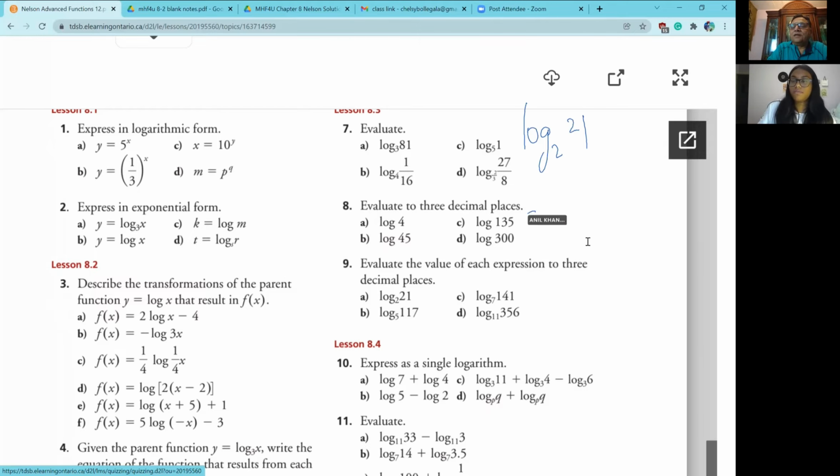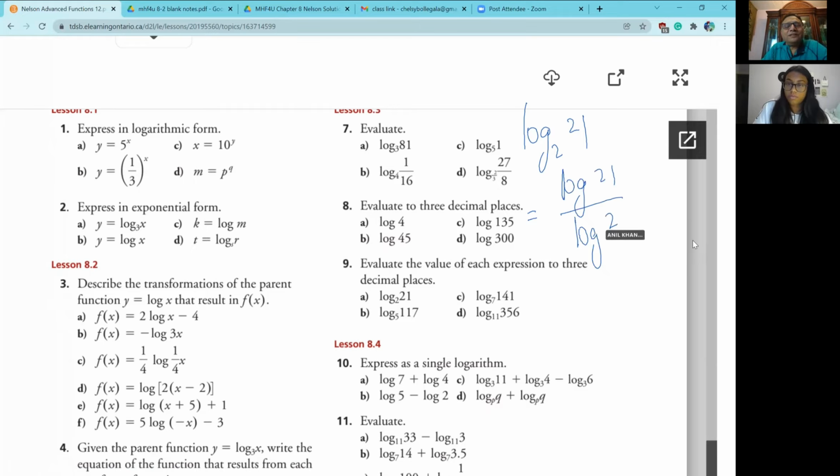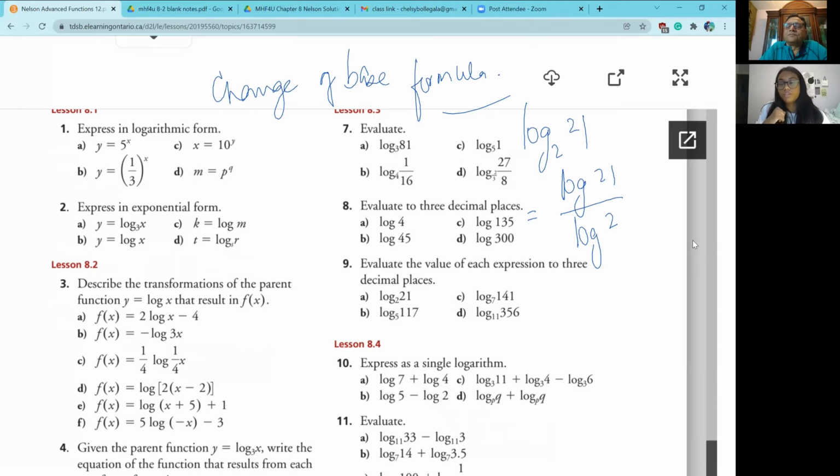You will change the base to 10, correct? So log to the base 10 of 21 divided by log to the base 10 of 2. Then calculate using the calculator. Tell me the answer. Change of base formula. So it's just log 21 divided by log 2. Correct. Then you get 4.39. Let's move on to the next question.